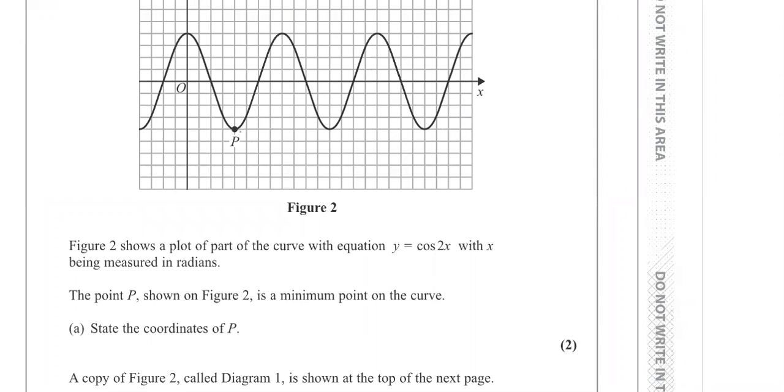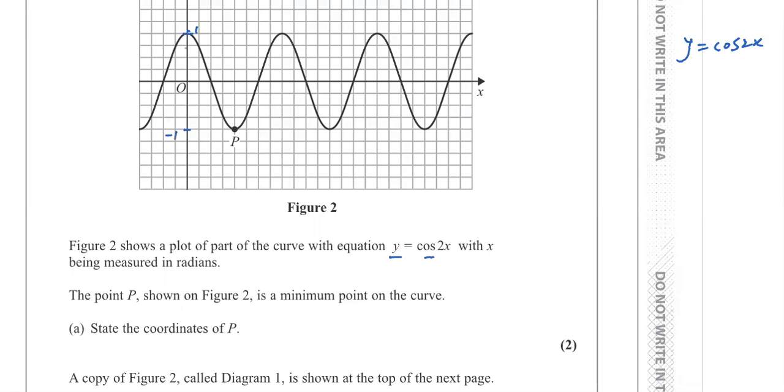Now for stating the coordinates of P, we have to look at the given equation, which is y equals cos 2x. We know that if it is y equals cos 2x, there will be no change in the y values, because if we double the angle or triple the angle, there will be no change in the y value. And for cosine, the maximum value is 1 and the minimum is minus 1. So I can say this maximum value is 1, and this minimum value is minus 1.